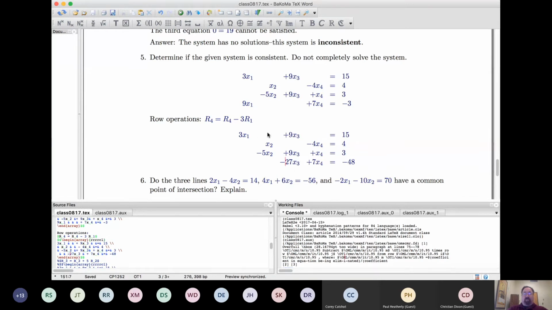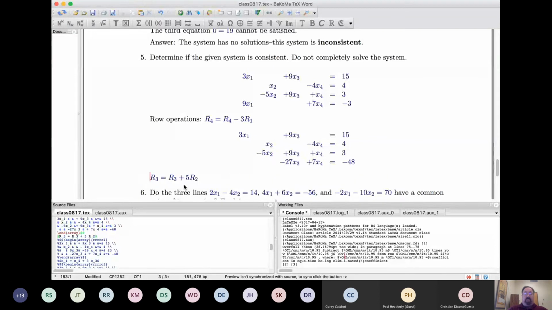Then we move to the second column. This entry is fine where it is. It's on the diagonal. But anything below equation 2 cannot have x2. So this entry needs to be eliminated. We look at the ratio of coefficients. That's minus 5. So in other words, row 3 is equal to itself plus 5 R2.